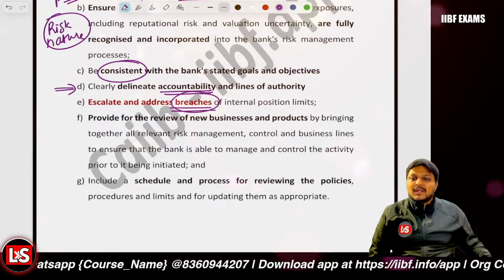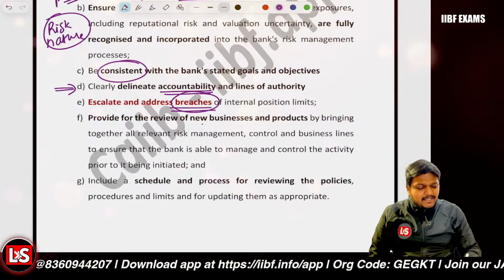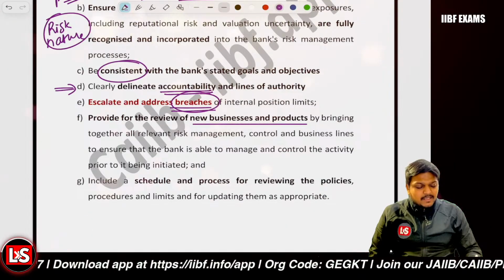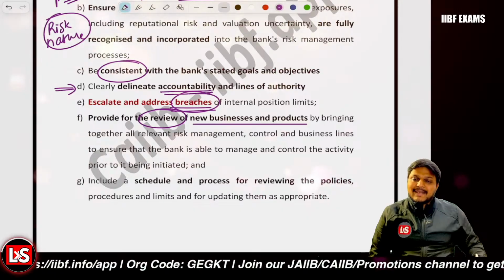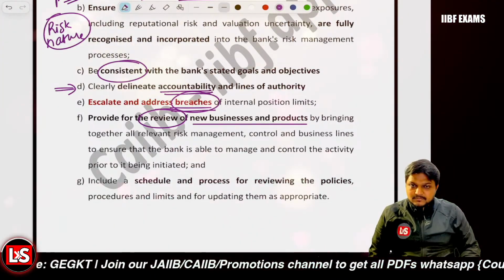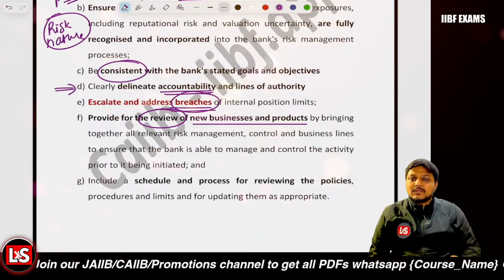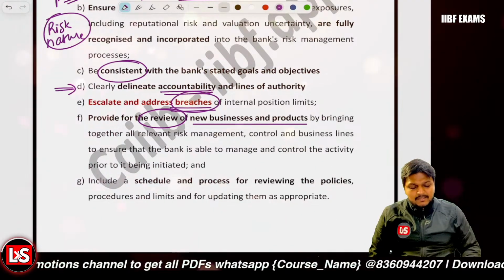And if we are doing any new product launch, or entering into any new businesses, that should be reviewed properly. The pre-launch risk should be evaluated by the risk management team. There should be control functions related to it, right? That should be taken care of.